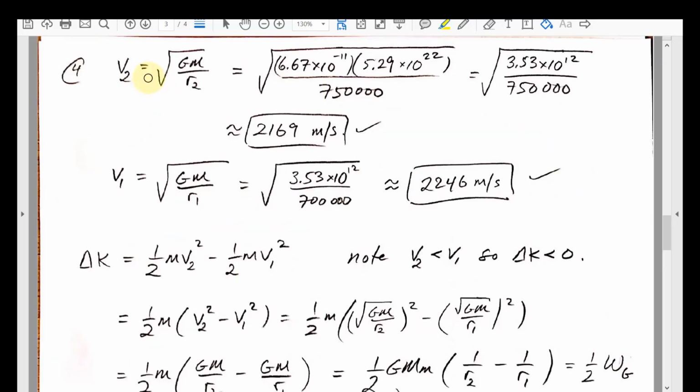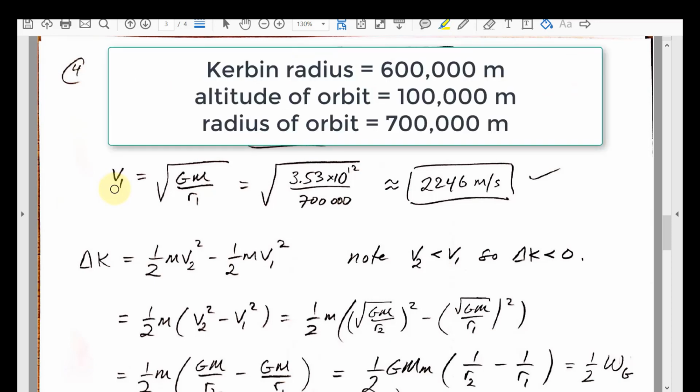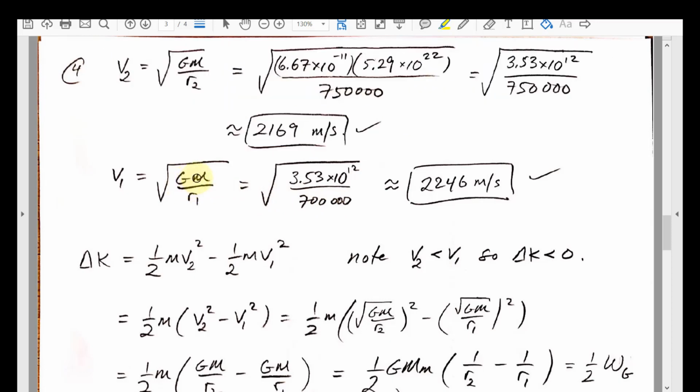At this point, I could just jump ahead and figure out the velocities at those two different altitudes. This is velocity 1 here when the altitude is 100,000 meters. At 100 kilometers, I have a radius of 700,000 because I have 600,000 plus 100,000, that's the radius of the orbit. And this GM is such a routine factor to use in these calculations that you could actually figure out what that is. It's about 3.53 times 10 to the 12, and then just use that. So the orbit at 100 kilometers is about 2246 meters per second, regardless of what the mass is. That'll be the orbital velocity at that altitude.